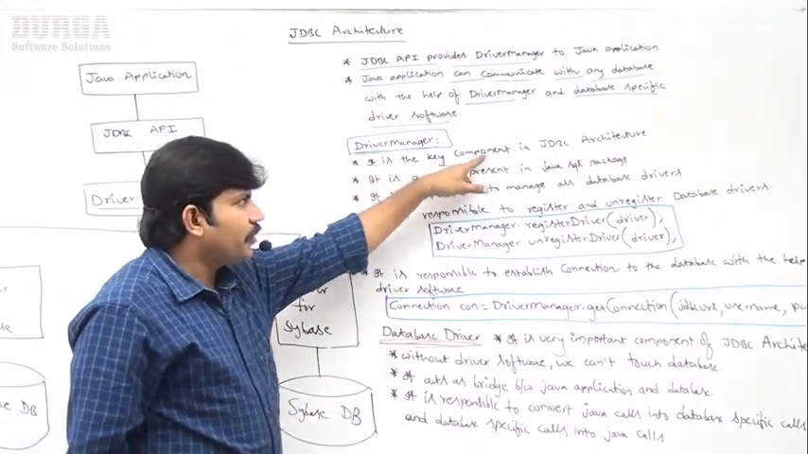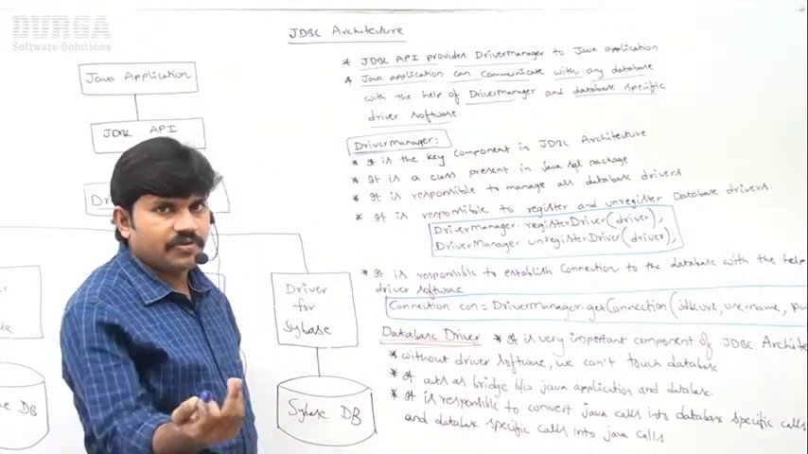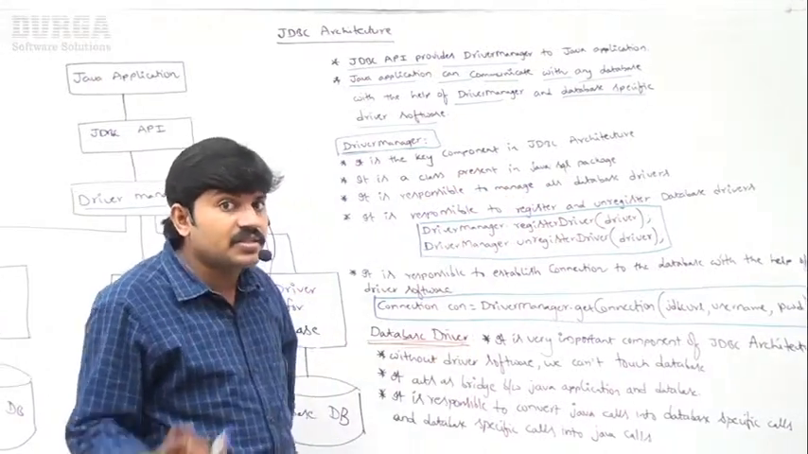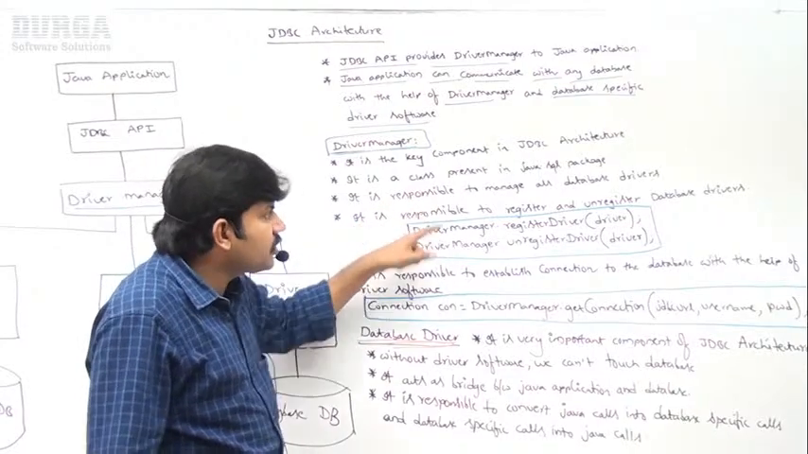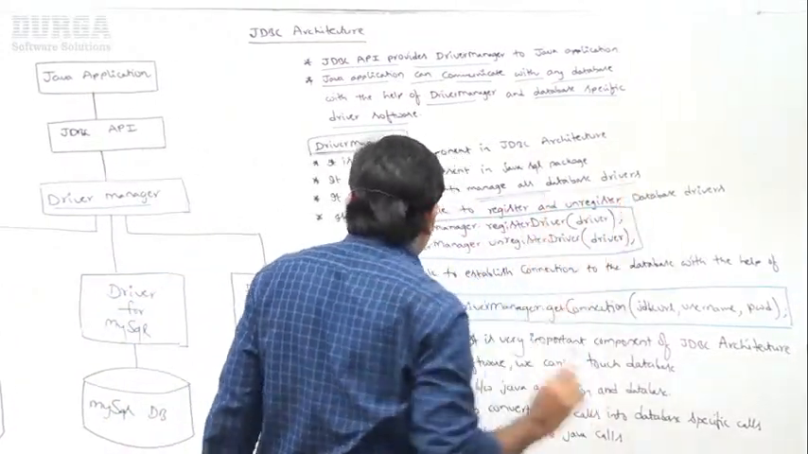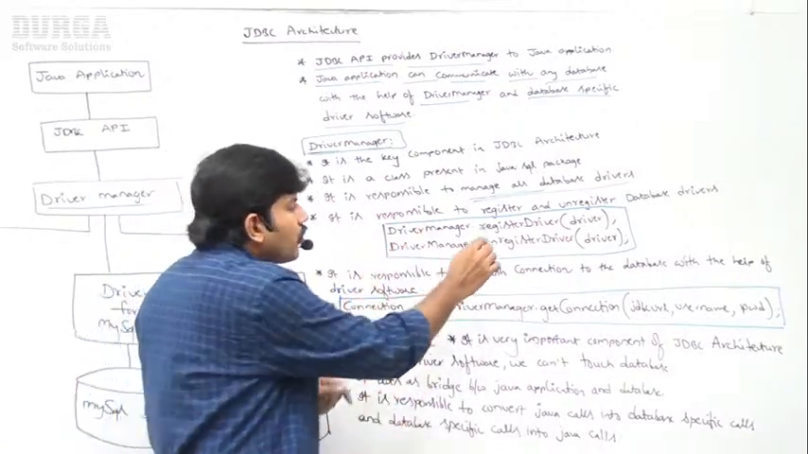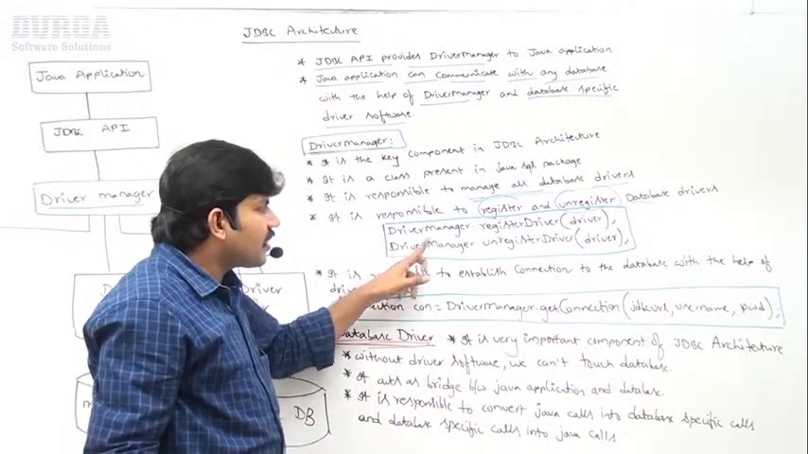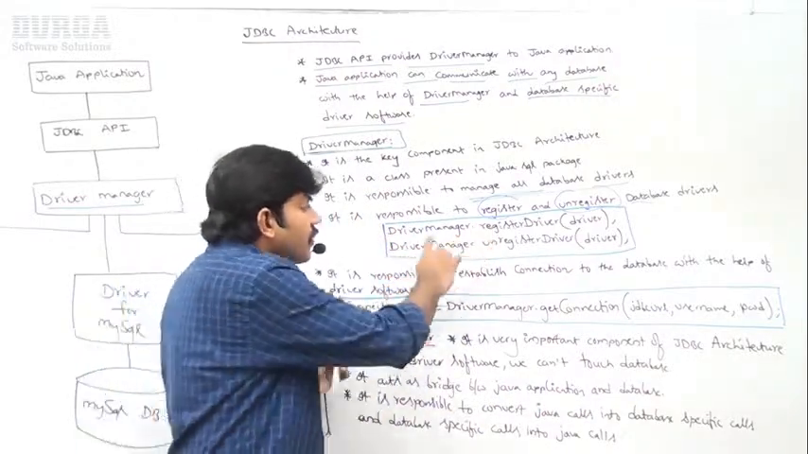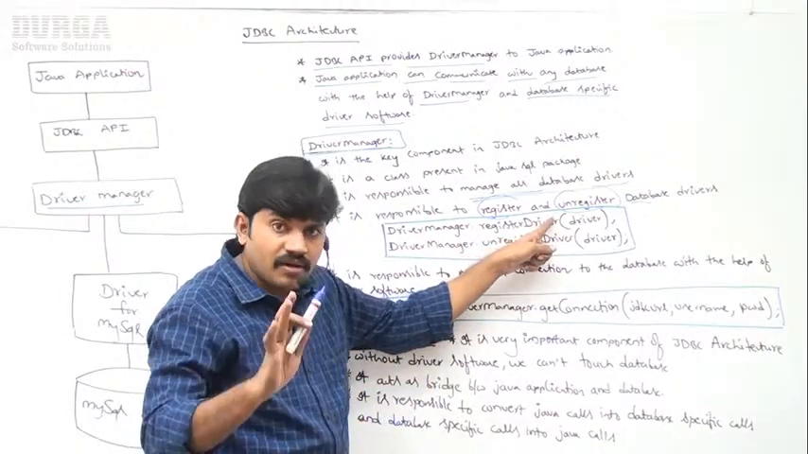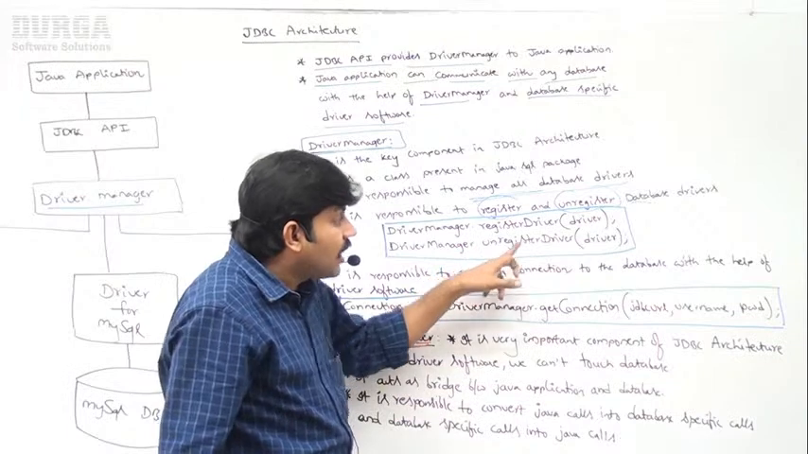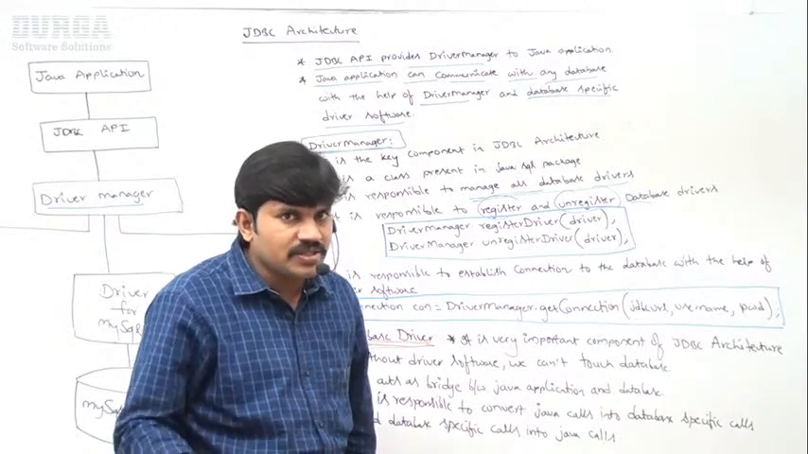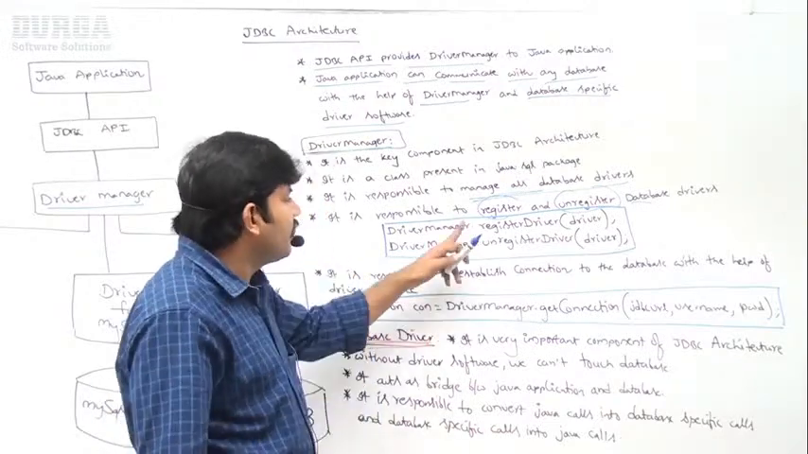It is the key component in JDBC architecture. Obviously, it's a very important component. It is a class present inside the java.sql package. Driver manager is a Java class, right? Remember, it is responsible to manage all database drivers. Next, it is responsible to register and unregister database drivers. So, the DriverManager class contains static methods: DriverManager.registerDriver of a particular driver, and DriverManager.unregisterDriver. So, if you want to register a new driver, or if you want to unregister an existing driver, who is responsible to do it? The driver manager, right?